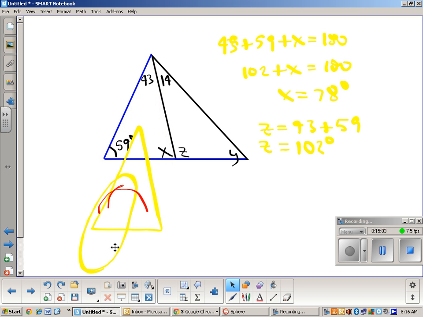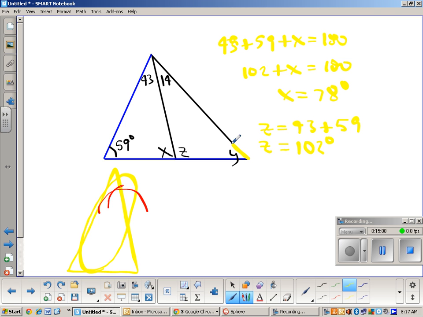If I look at this triangle, then I have this angle, and this angle, right? Make up that triangle. What's the measure of this top angle up here? 57. And 59 here and y there, and the three of them have to add up to 180. So that's one way, okay?